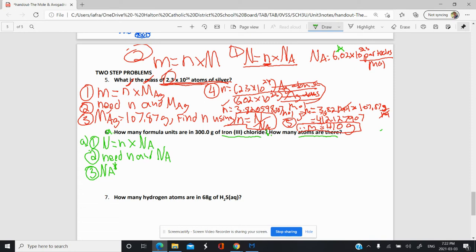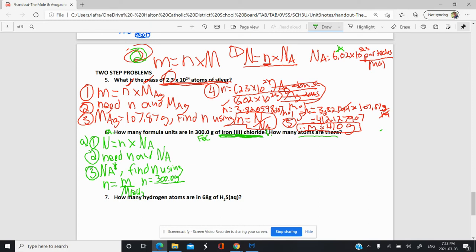But we need to find n using this lovely equation here. n is equal to the mass over the molar mass, right? That comes from equation number 2 over here. And so we can put n is equal to our mass, which is 300.0 grams, over the molar mass of iron 3 chloride. So that's FeCl3. Remember to do your crisscross. So let's just put a note here.